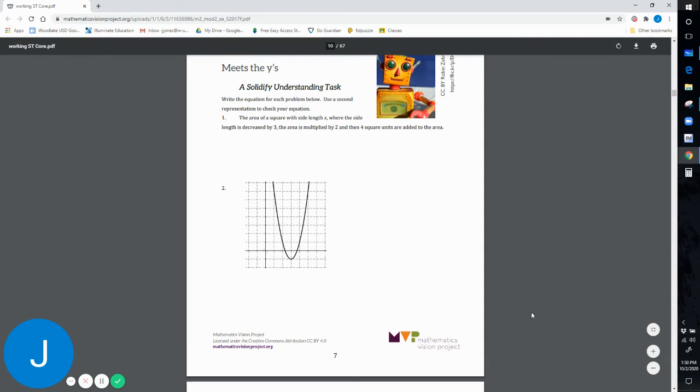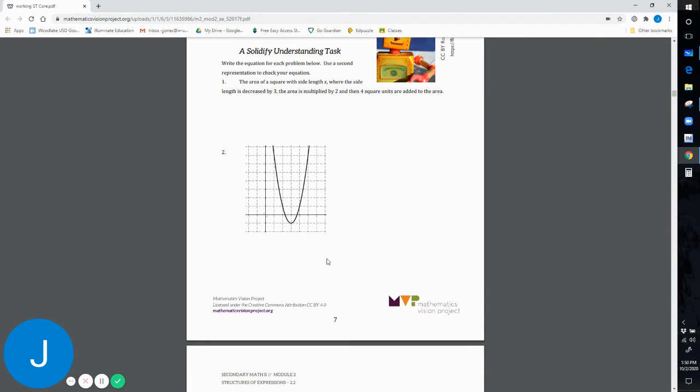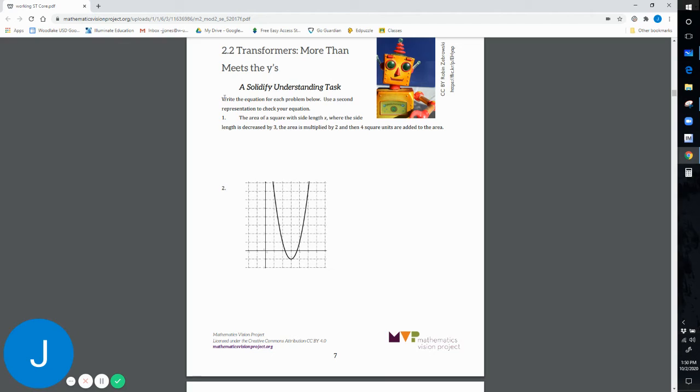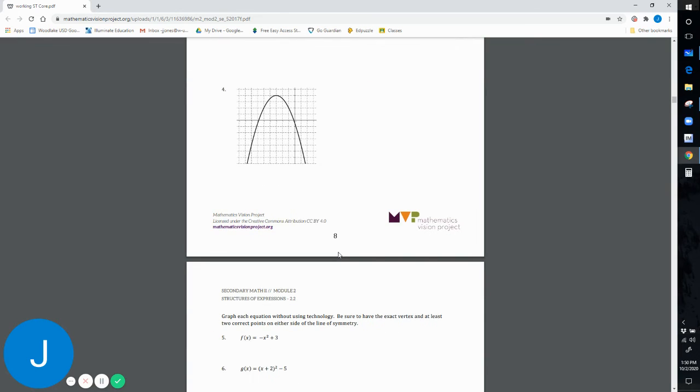All right, this is what the problems are going to look like. Number 1 is a little bit tricky. I'll go over that in a second. Number 2, you just need to find the equation. Remember, it says write the equation for each problem and use a second representation. So if it already gives you a graph, you can give me a table. If it gives you a table, give me a graph. So you're just going to go through that.